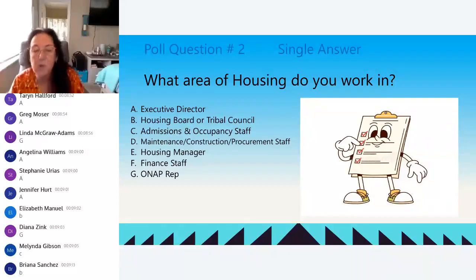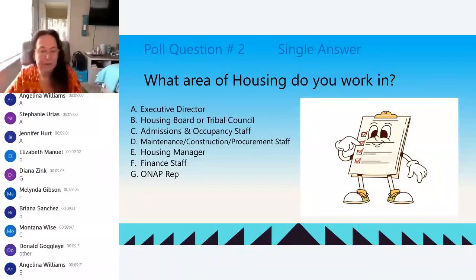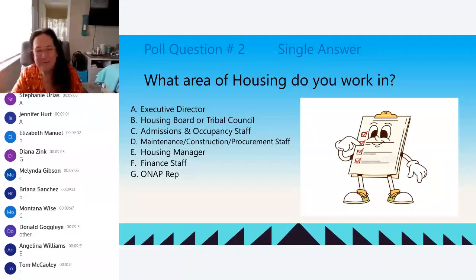Okay. So what area of housing do you work in? A is executive director. How many of you are housing board or tribal council? Maybe admissions and occupancy staff, maintenance, construction, procurement, housing manager, finance, or do we have any ONAP representatives in the room? Okay, I think you have to answer in the polling. This is a brand new platform also. You can just respond to the poll with the letter that's your answer, and then I'll publish the polling results in just a moment.